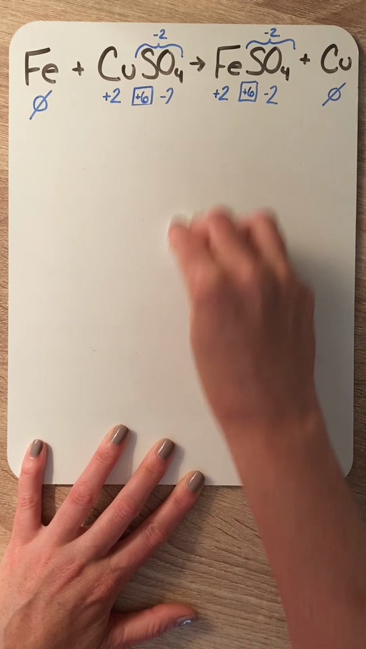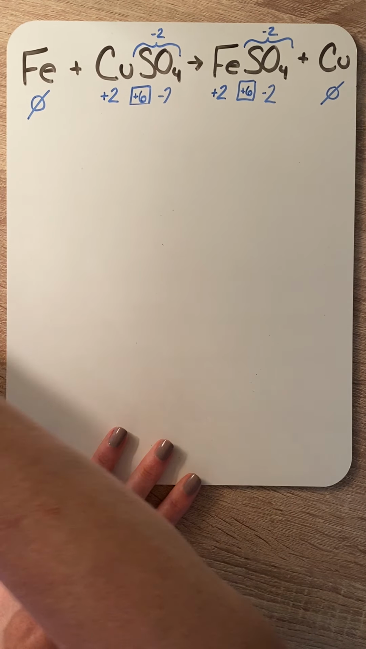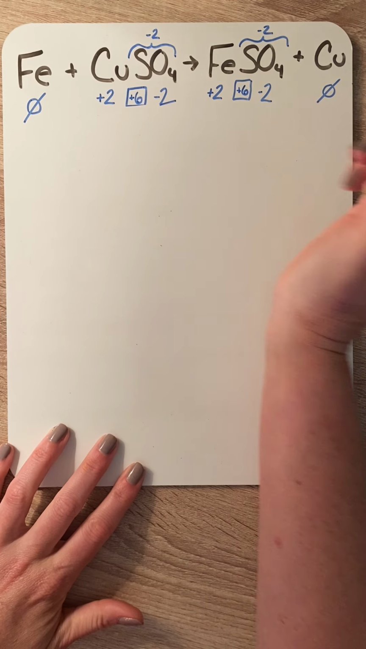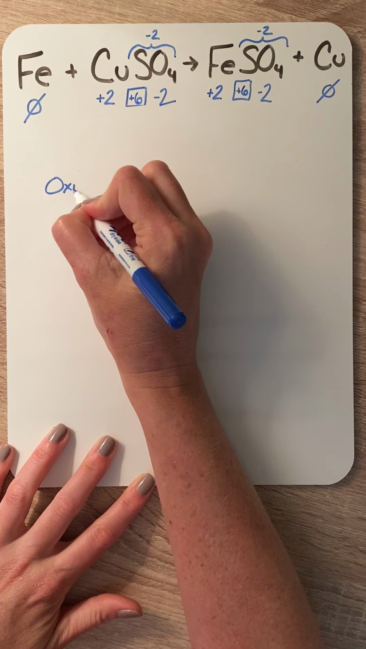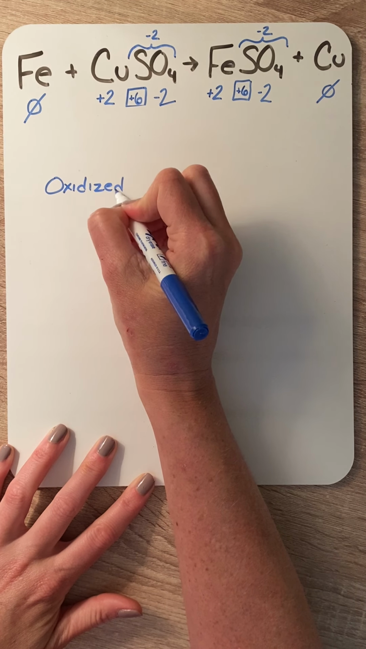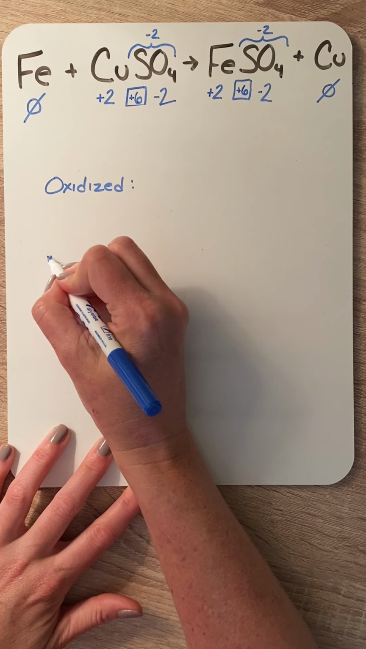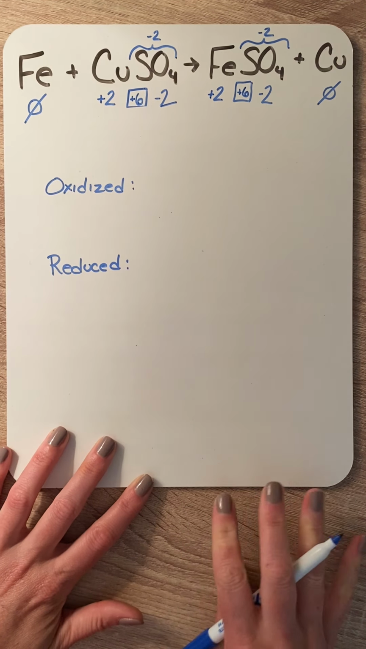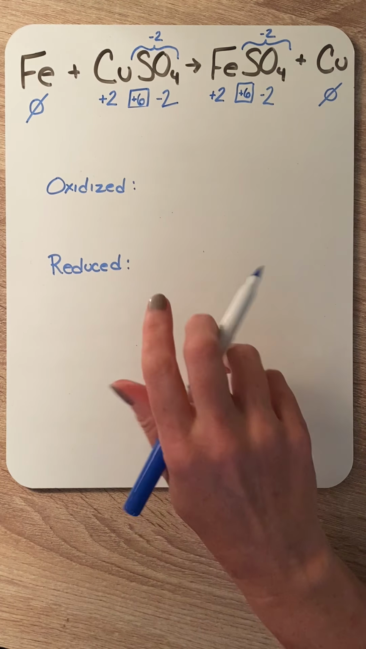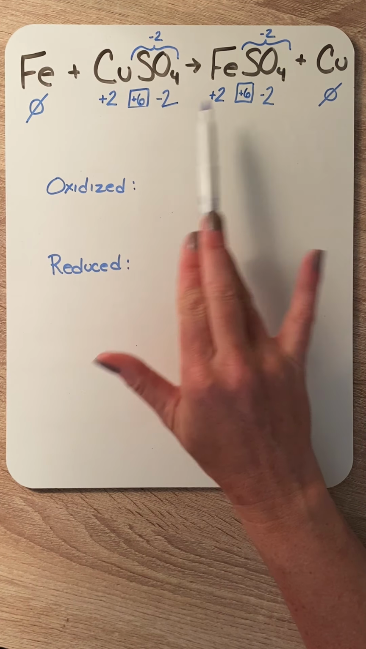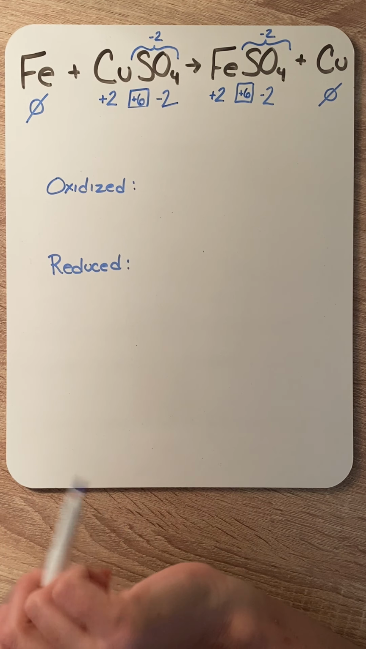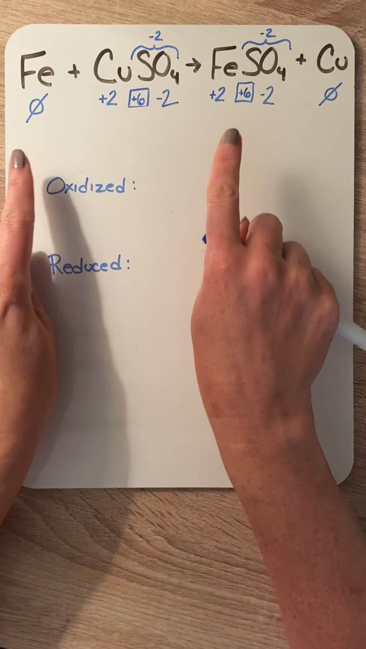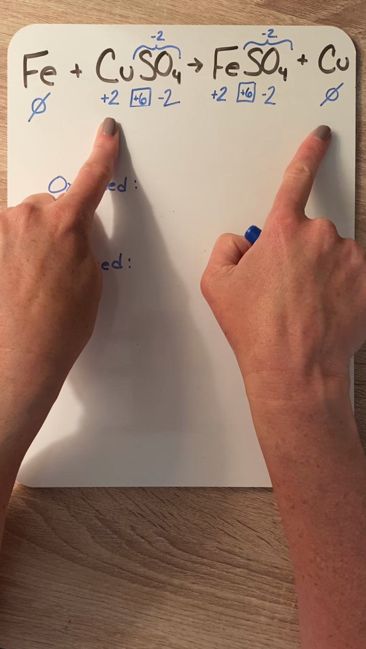So the next step is to find out what is oxidized and what is reduced. So we have to remember that whatever is oxidized gets more positive, okay? And whatever is reduced is going to get more negative. So we look at our charges. A couple things I could see. Well, we just figured out that sulfur is exactly the same, so we're not going to look at sulfur. Oxygen, exactly the same. So what's changing is the iron and the copper.